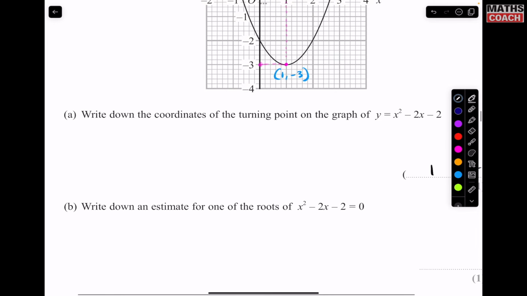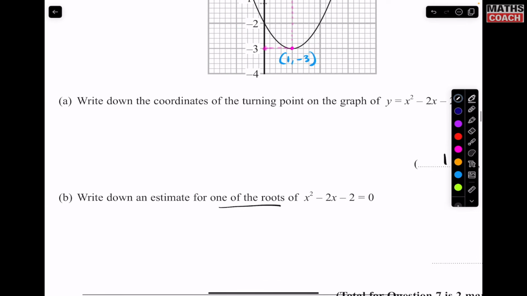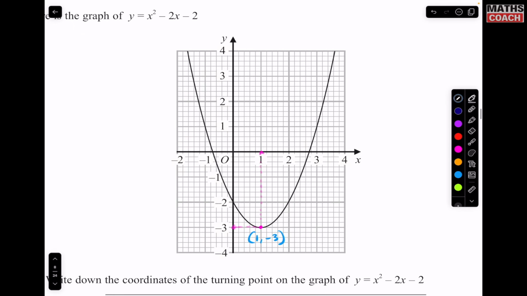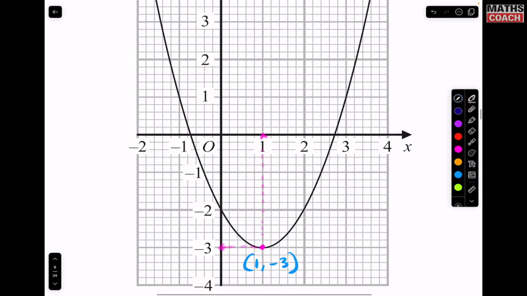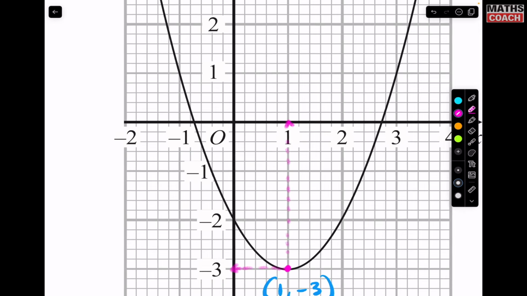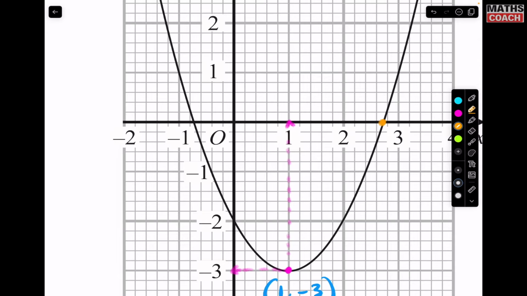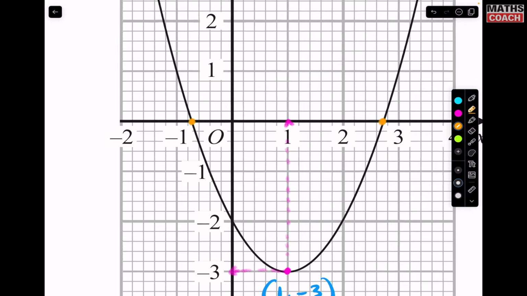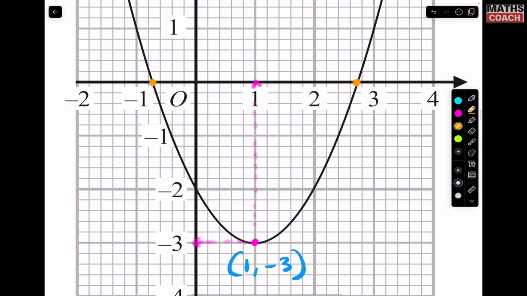Part B, it says write down an estimate for one of the roots of this graph or the equation. What are the roots? The roots are where it cuts the x-axis, right? This is the x-axis. The roots are where the graph cuts it, which is at 2 points. One right there and one right there. Again, we just need to work out what the x values are. That's what the roots are. Let's work this one out first.